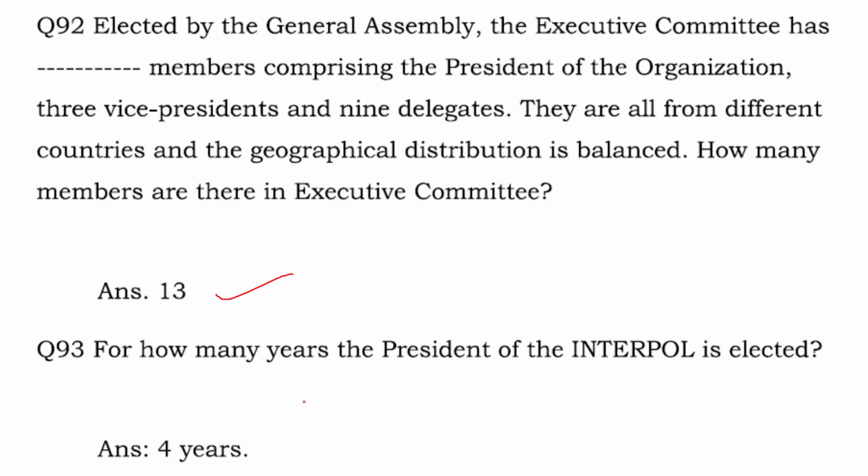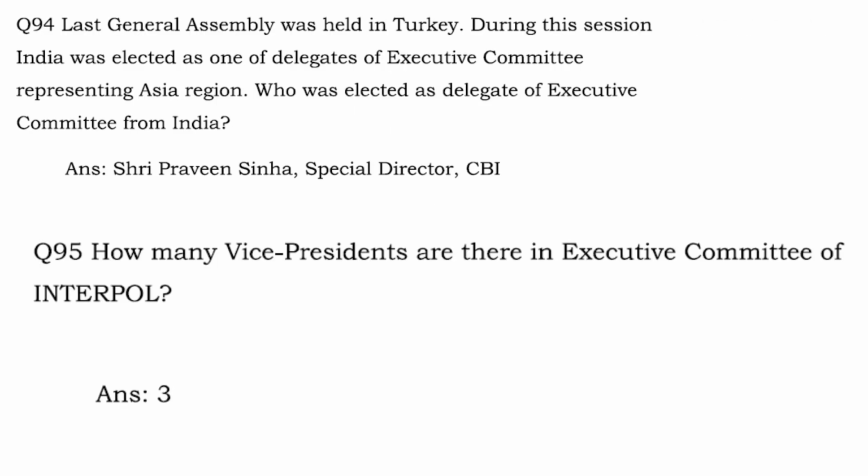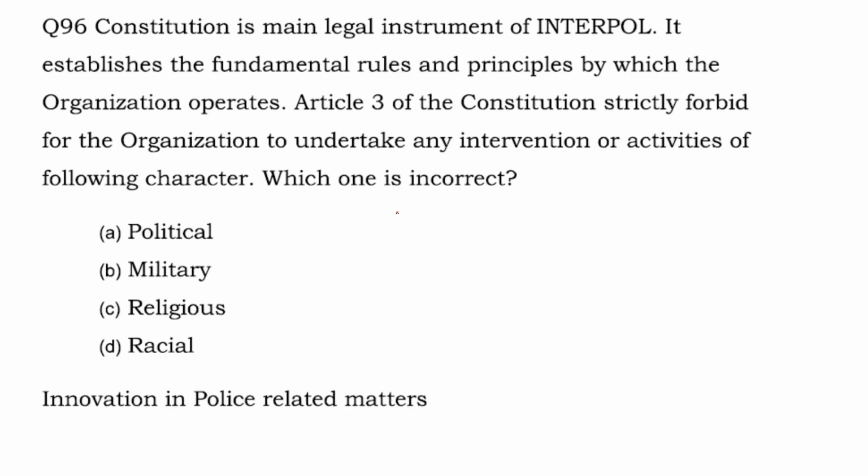Question number 93. For how many years is the President of Interpol elected? After 4 years. Okay, they are appointed after 4 years. Question number 94. Answer is Sri Praveen Sinha, Special Director of CBI. They are related and give all information to Interpol. Question number 95. How many Vice Presidents are there in the Executive Committee of Interpol? Only 3. Question number 96.